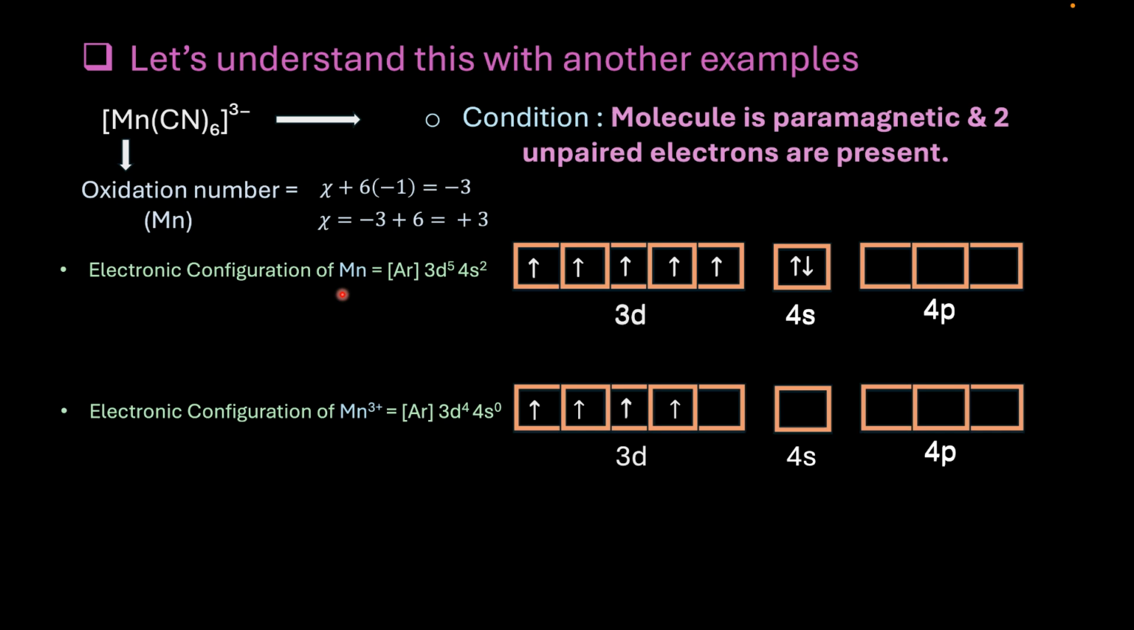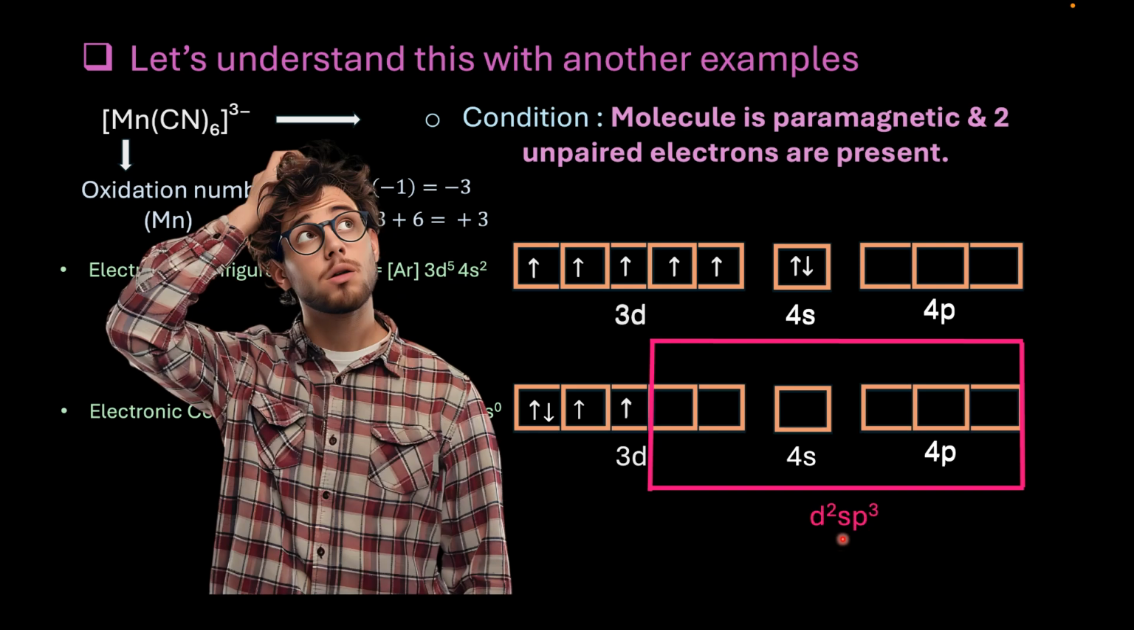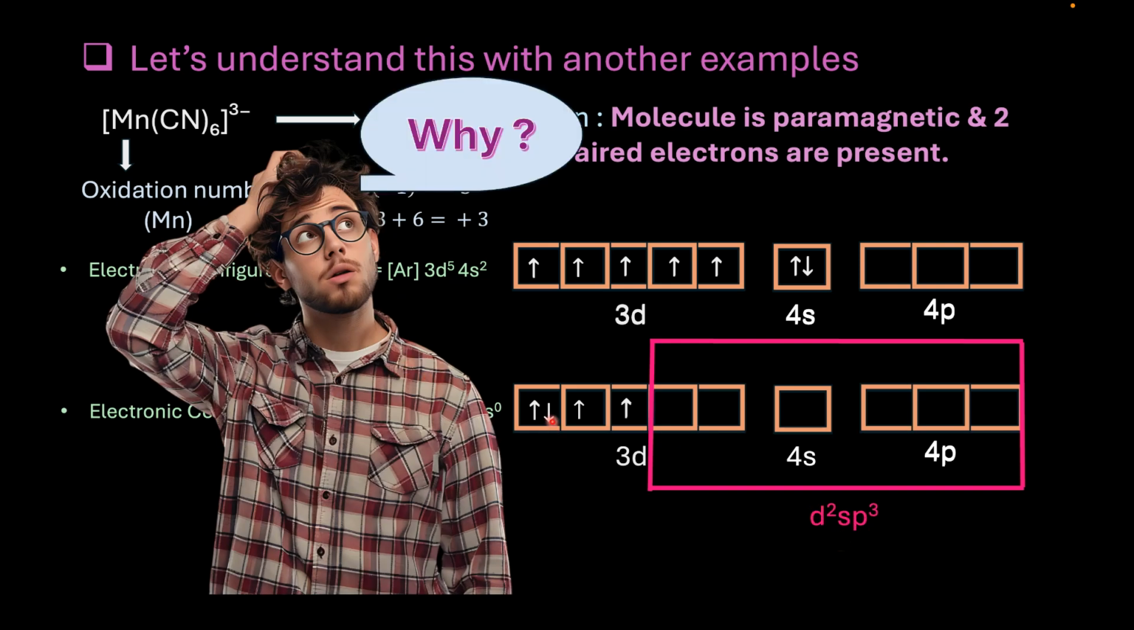It does pairing. But here the condition is that the molecule is paramagnetic and 2 unpaired electrons are present. For 2 unpaired electrons to be present, 1 electron will pair with another electron of this orbital. So it will pair like this and stay with opposite spin. Here you see cyanide paired only 1 electron, and the hybridization will be d2sp3. But why did it pair 1 electron only? Why did the other 2 electrons not get paired?